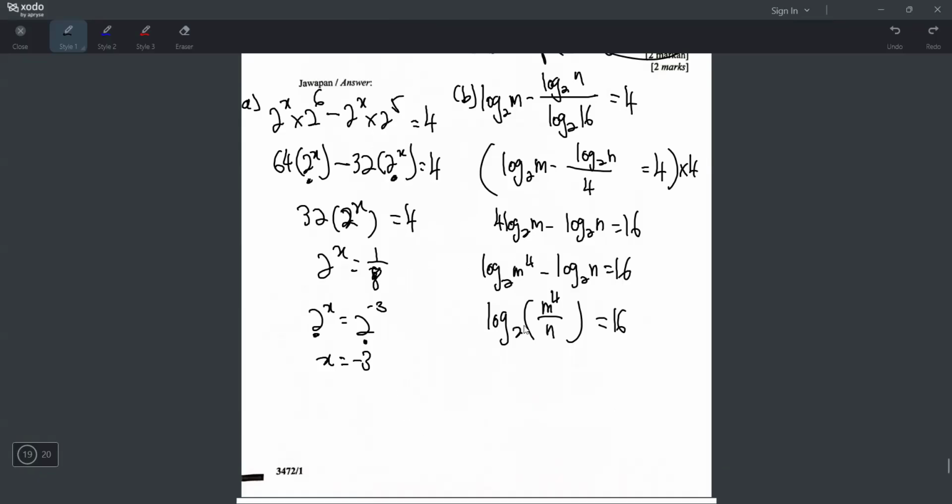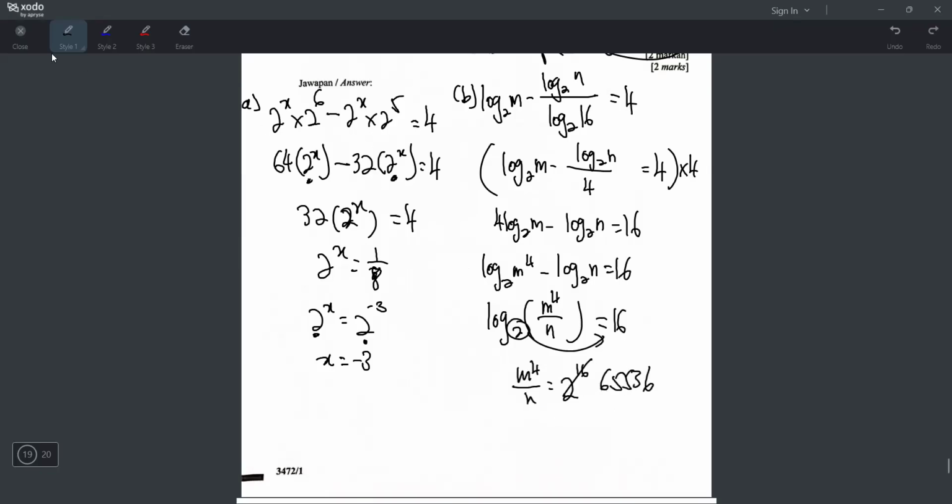So what I will do now is I will do anti-log. So it becomes n power 4 over n. Okay, the log base 2, when you move it over there, it becomes 2 power 16. And then the log is gone already. Okay, let's press 2 power 16. What's the answer? My calculator gives me, okay, very big number, 65536. Okay, so just write it down.